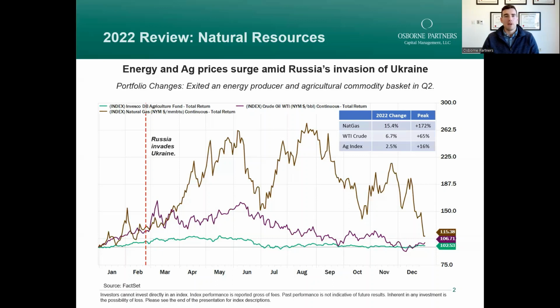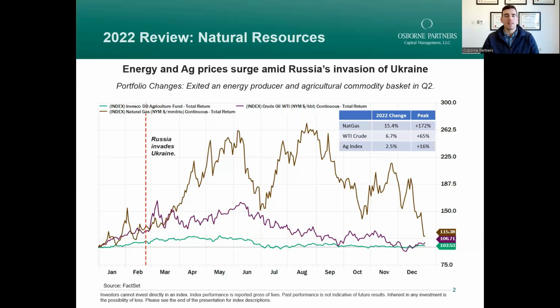That set the stage for the remainder of the year, and the entire commodity complex saw price surges and volatility really throughout the year. This chart shows just three commodity prices, starting with natural gas, which nearly tripled into the deep summer months. WTI crude peaked in March just after the invasion of Ukraine, up nearly 65% year to date at the time, as well as the green line being an agricultural index, which looks relatively subdued comparatively.